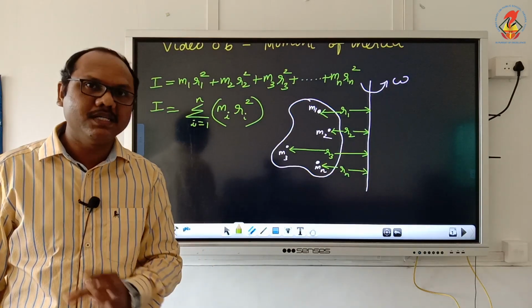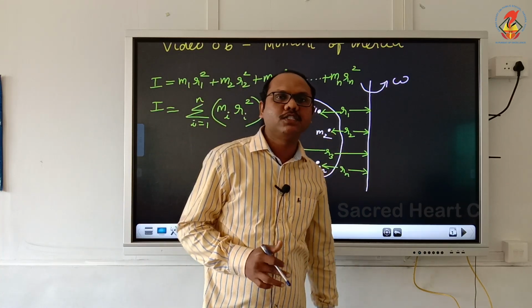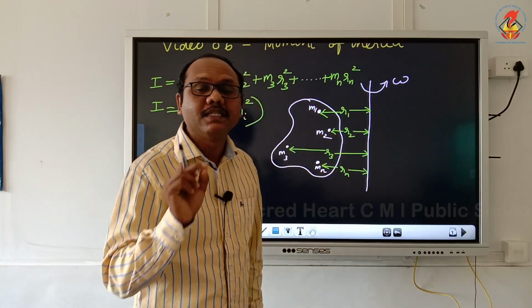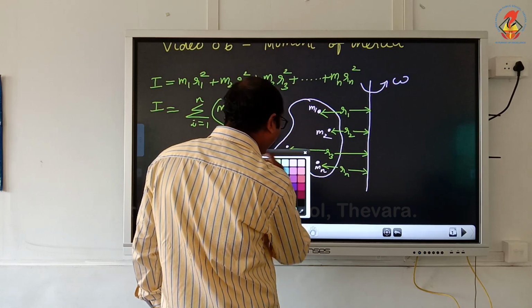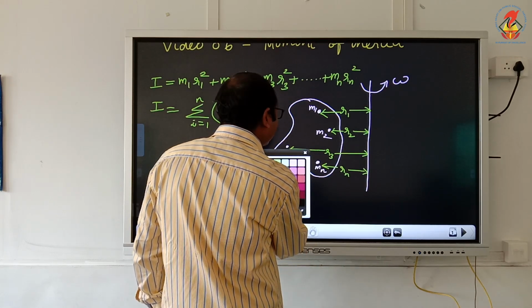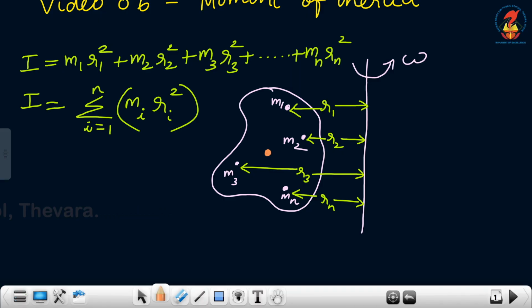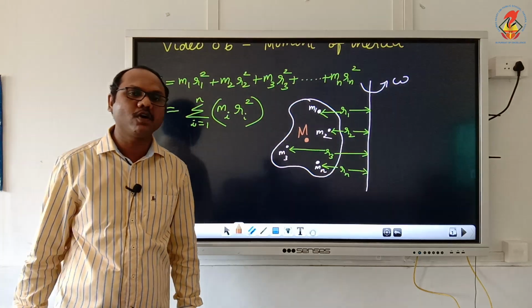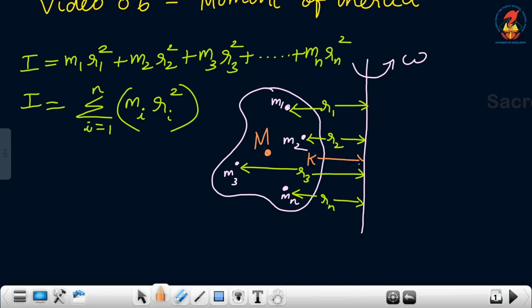So what I do is, I will assume a point where the entire mass of the rigid body is concentrated. That point is called the center of mass. So I am going to assume a point where the entire mass of the body is concentrated. I mark that point here and write capital M for the total mass, the point where the entire mass is assumed to be concentrated. From that point to the axis of rotation, I mark the distance as k.